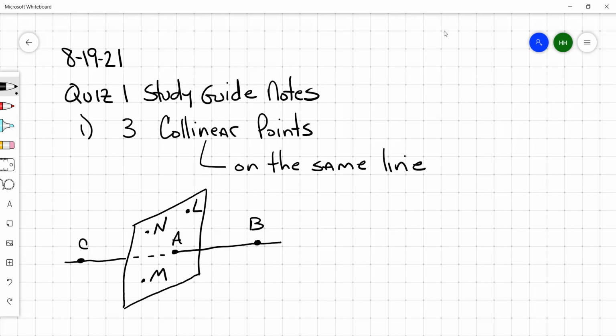Collinear. On the same line. This is pretty easy, okay? The 3 points that are on the same line, that's C, A, and B. Got it? Very good.